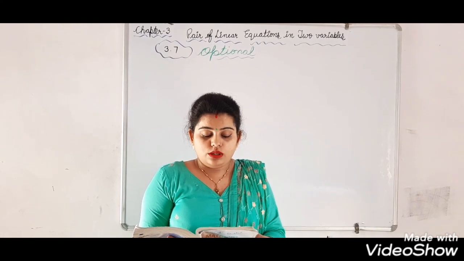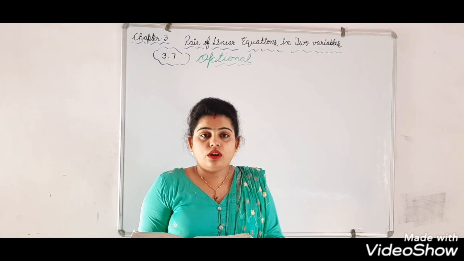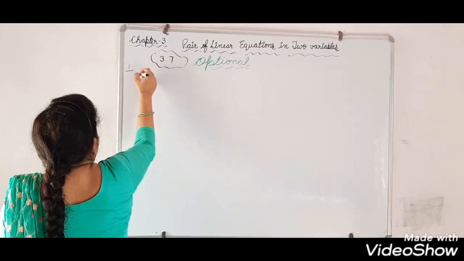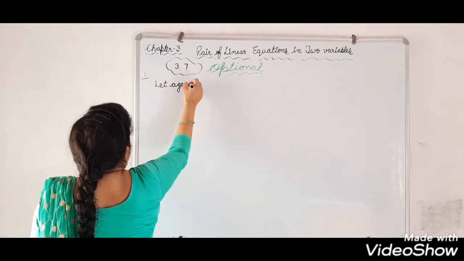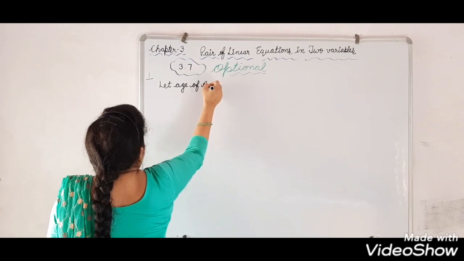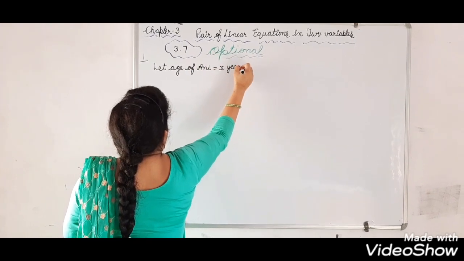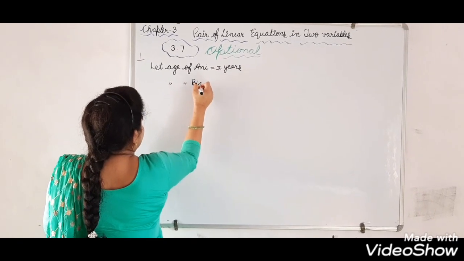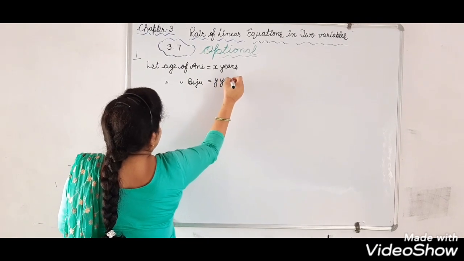यू हैव टू फाइंड द एजेस ऑफ अनी एंड बीजू. इन दिस क्वेश्चन वी विल कंसीडर एजेस ऑफ अनी एंड बीजू. Let age of Ani is equal to x years. Age of Biju is equal to y years.